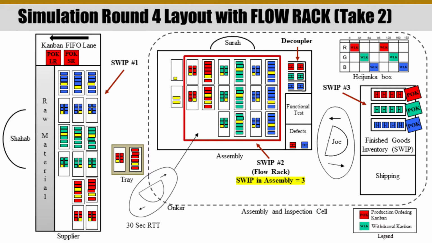This is the physical layout for take 2 of the simulation. Notice the Heijunka box has a run size of 4, and that we have decreased the SWIP in assembly to 3. Typically, when we reduce the run size, we're able to reduce the standard work in process inventory. So for this take, we'd like to see if we can actually meet customer requirements with less inventory as a result of decreasing run size.